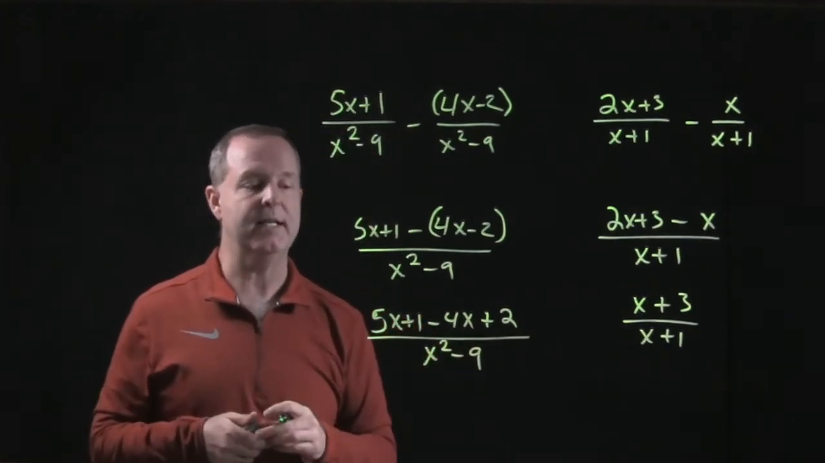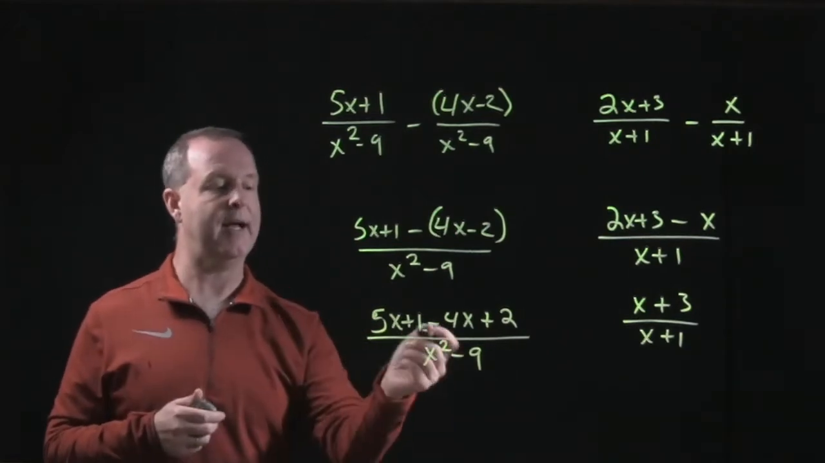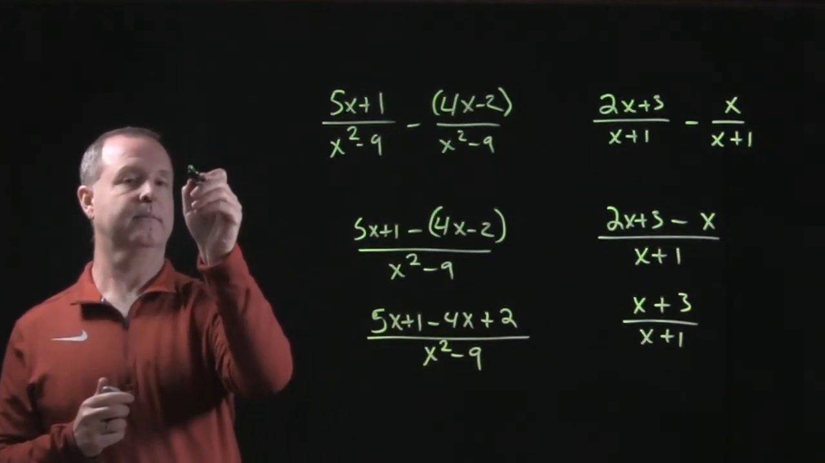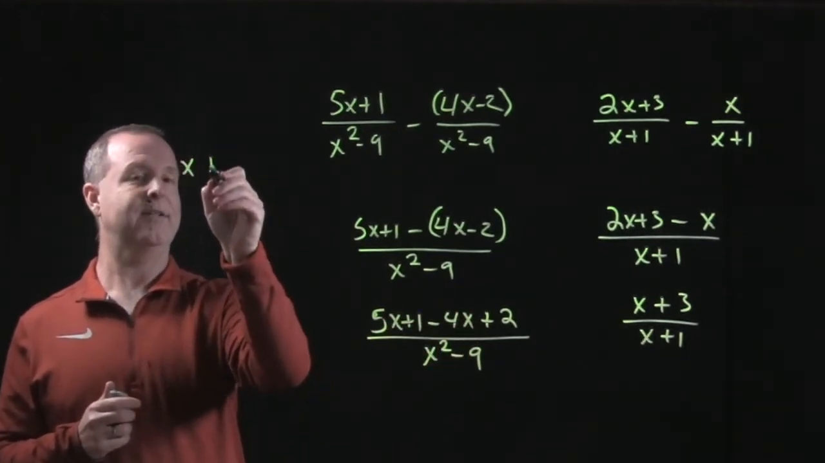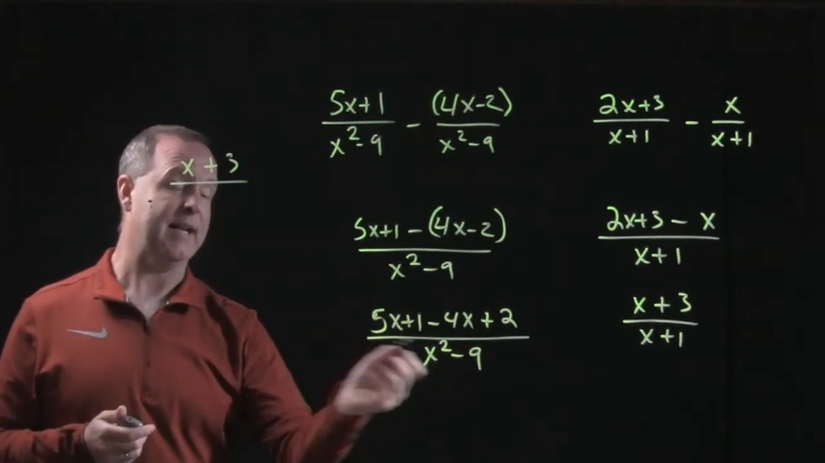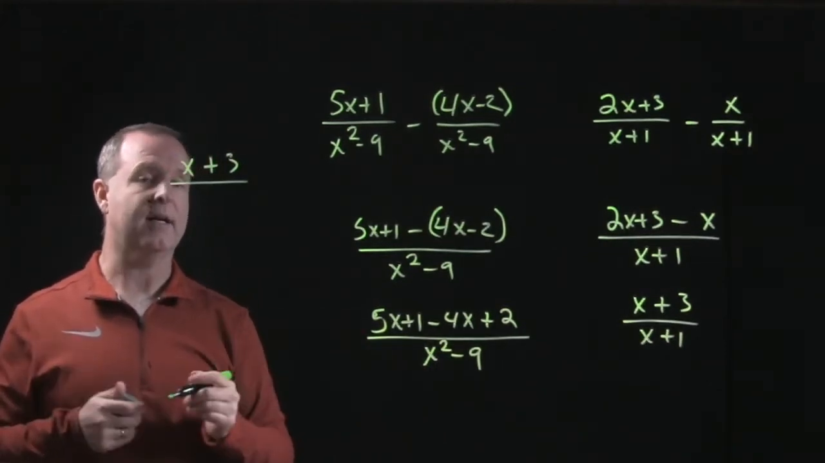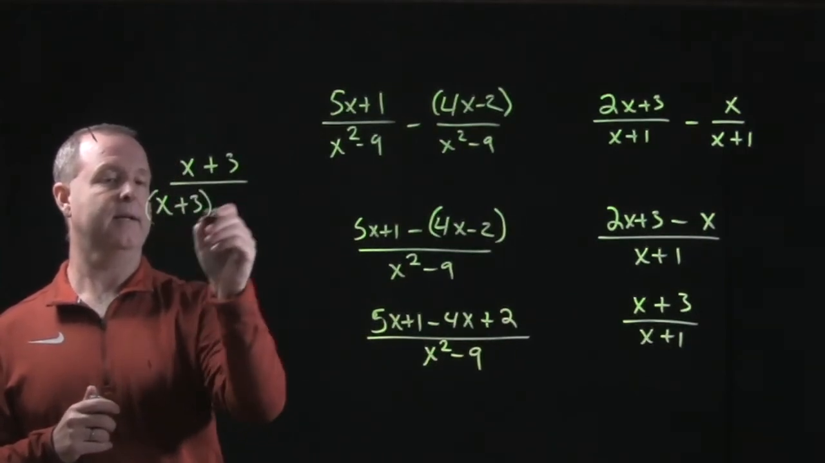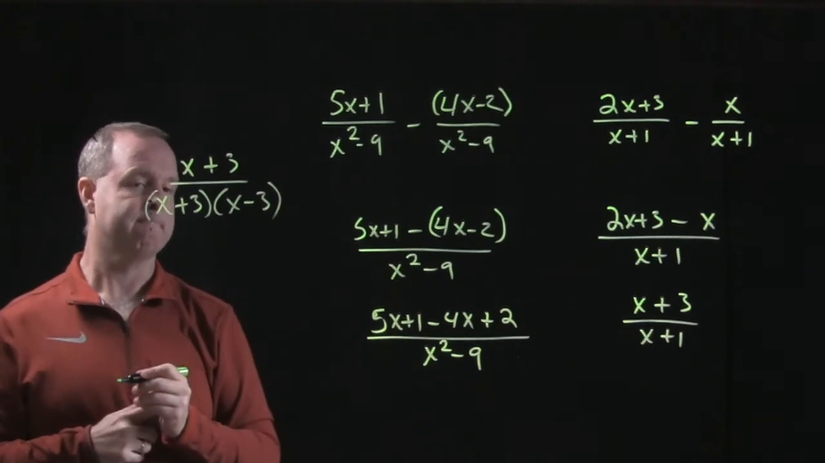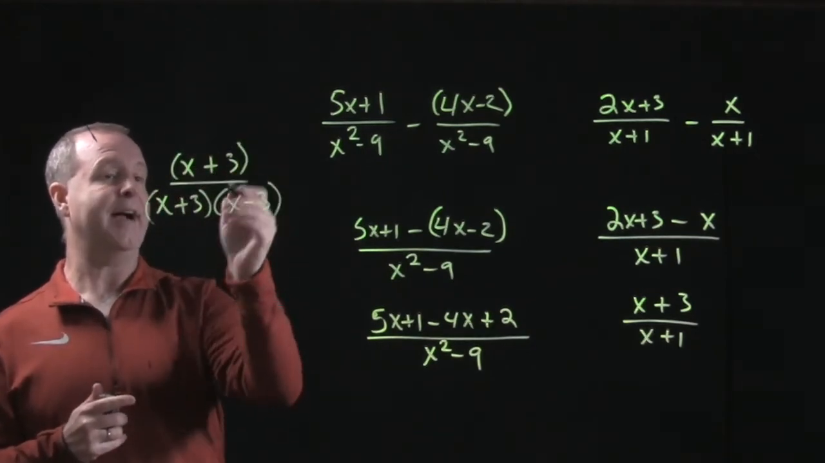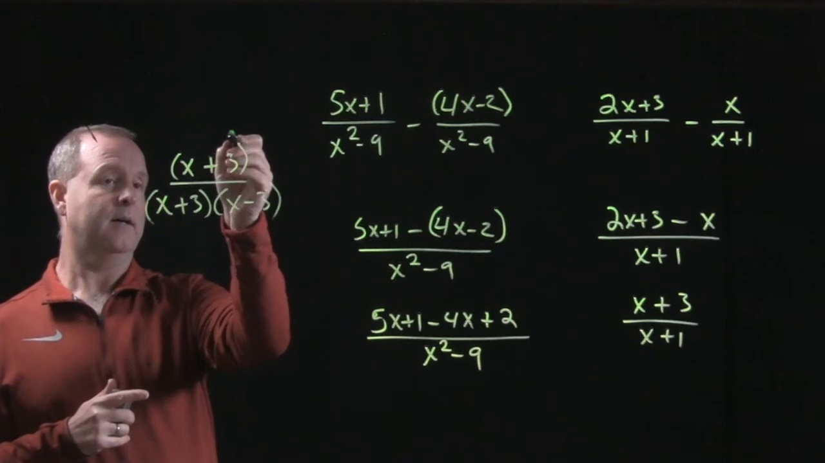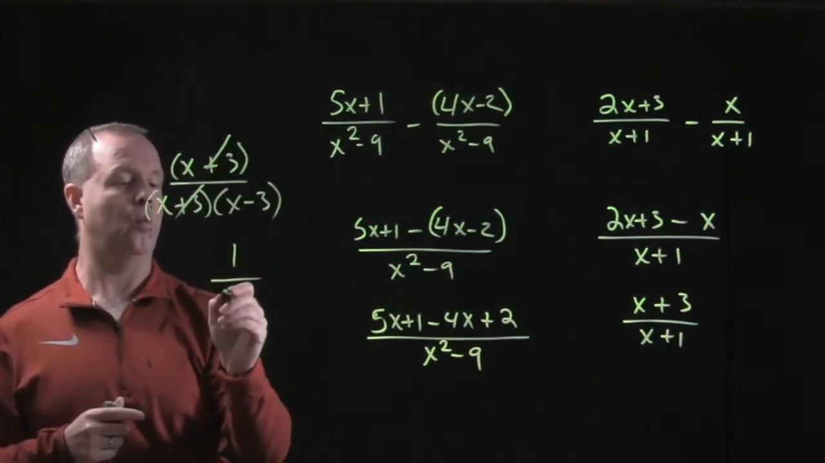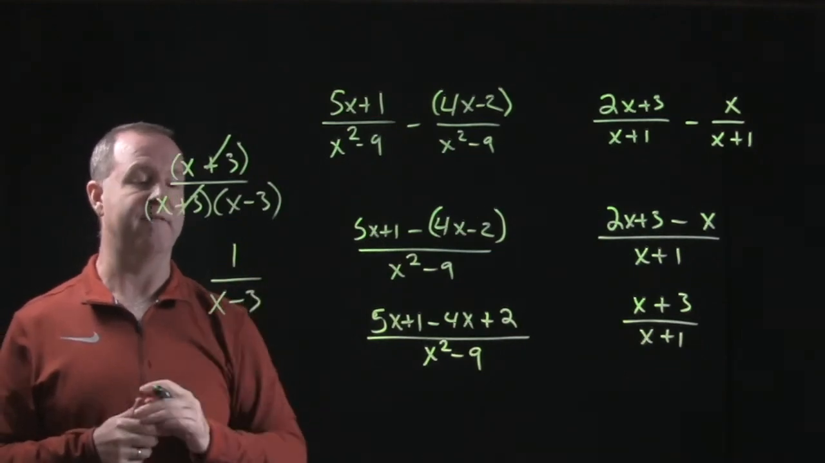From there, let's just continue on, looking for ways that we can reduce that down. 5x minus a 4x gives me an x. Constants add to a 3. I see an x squared minus 9. I already see a common factor in that. If I were to factor that out, that factors to x plus 3, x minus 3. And since I see a whole factor on the top, which is part of my sum, x plus 3 cancels out with the x plus 3, and I'm left with 1 over x minus 3 as my final solution.